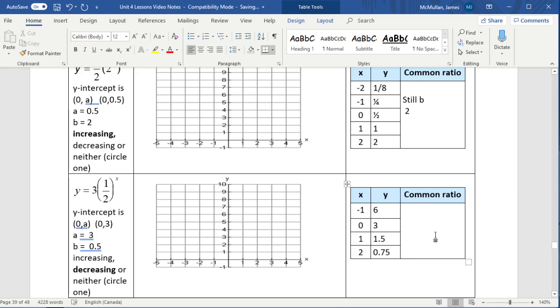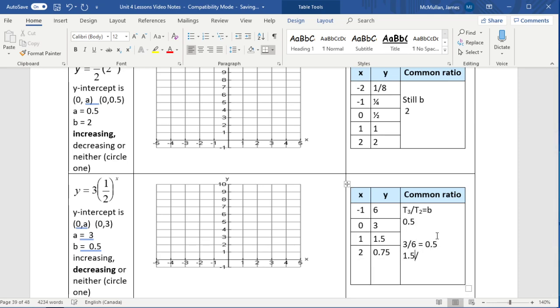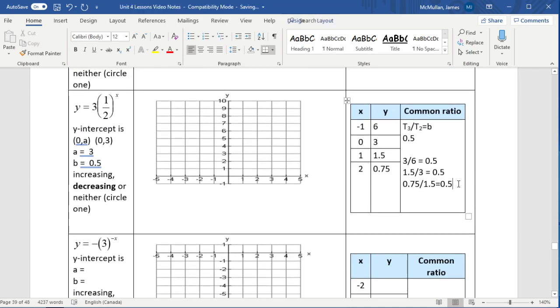Now again, if you take any term and divide by the term before it, so for example, term 3 divided by term 2, you're going to get b. You're going to get the base. And the base here is 0.5. For example, 3 divided by 6 is 0.5. 1.5 divided by 3 is 0.5. 0.75 divided by 1.5 is 0.5. So you still get the base every time you compare one term with the next.